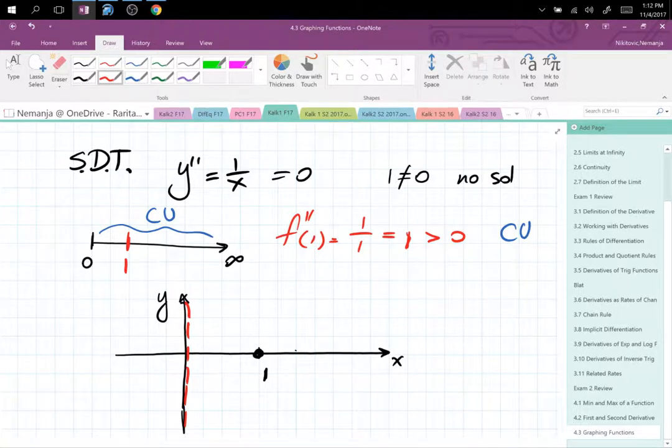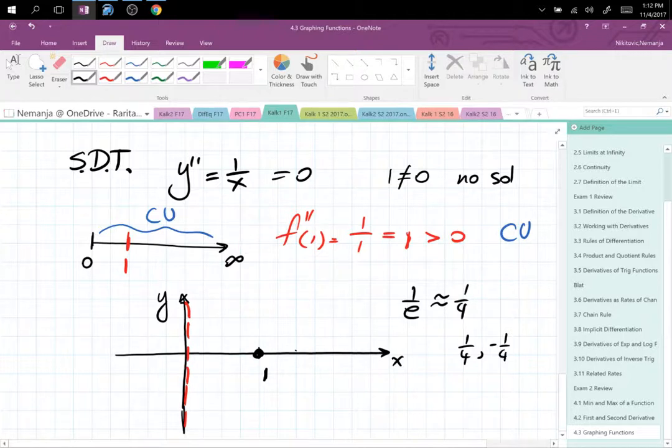And now I know that at 1 over e and negative 1 over e, which is roughly a quarter, I have a minimum. So a quarter, negative quarter, about, is a minimum. So a quarter, negative quarter is here.